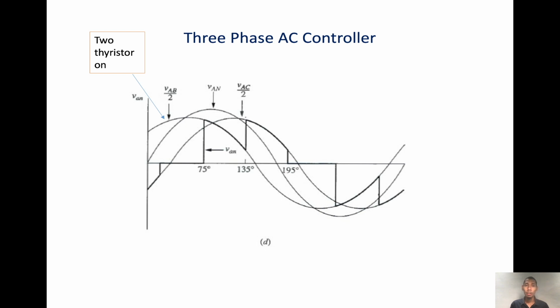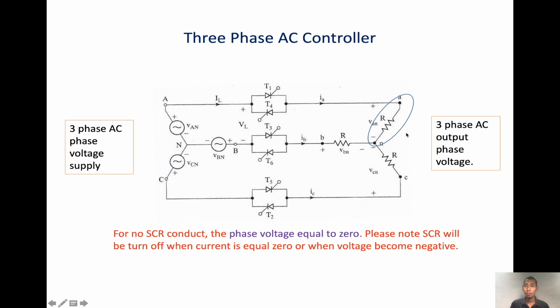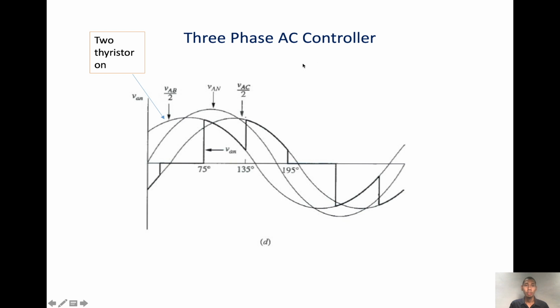Now we're going to examine the phase voltage VAN in more detail. This is the case of 2 thyristors on. When 2 thyristors are on, you can see the voltage is the line to line voltage divided by 2. So the output waveform will follow this waveform.